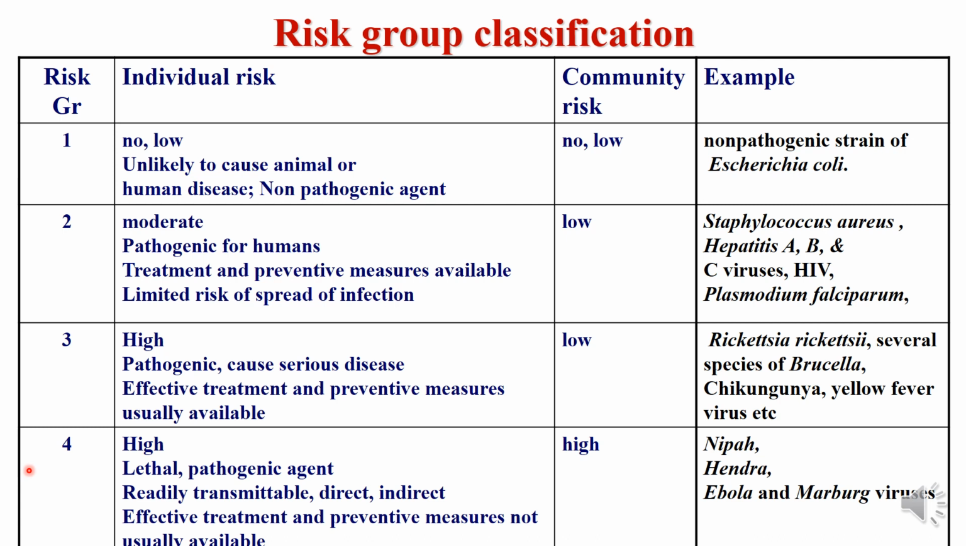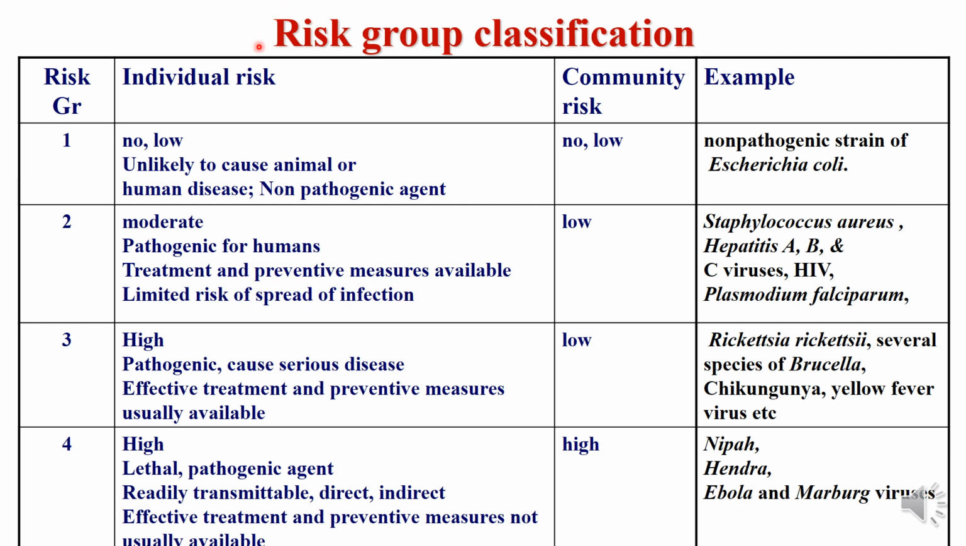The last and the highest risk group containing organisms is kept in the fourth group. It has the highest individual risk. It is lethal. It's a pathogenic agent, readily transmittable through direct or indirect means. Effective treatment and preventive measures are usually not available, and therefore the community risk is very high, and it includes Nipah virus, Hendra virus, Ebola, and the Marburg viruses.